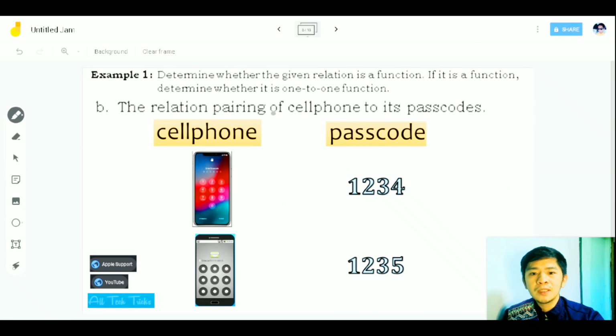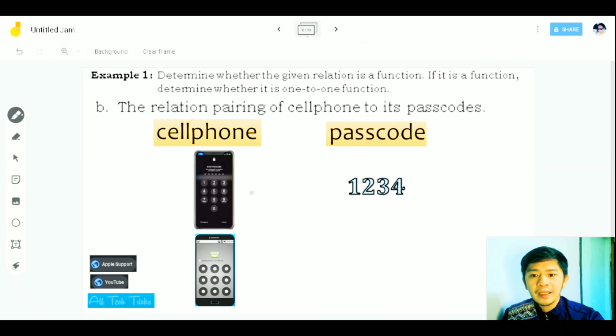Letter B, the relation pairing of cell phone to its passcodes. So, ito yung mga source na pinagkuhan ko ng mga pictures. So, meron tayong dalawang cellphone. So, for example, ang cellphone, ang passcode niya ay 1234. Yung pangalawang cellphone, ang passcode niya is 1235. That is possible to happen, di ba? It is also possible to happen na ang dalawang cellphone ay accidentally or intentionally na naging magkaparehas ang kanilang passcode. Pwede rin siya mangyari. But then, hindi na ito magiging one-to-one function.